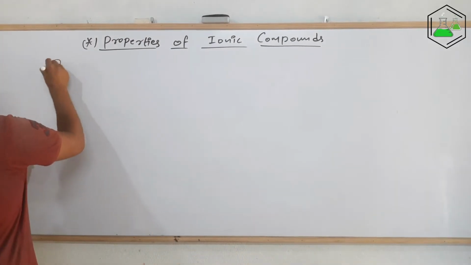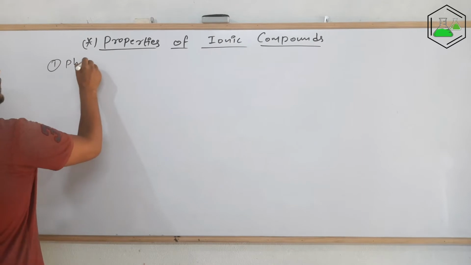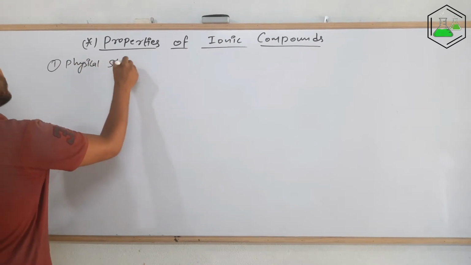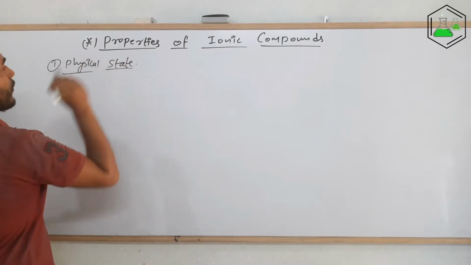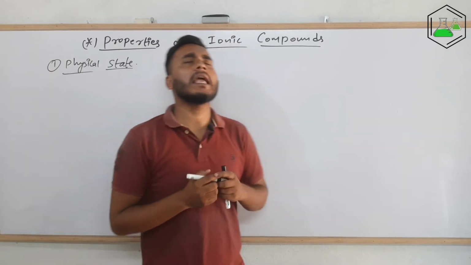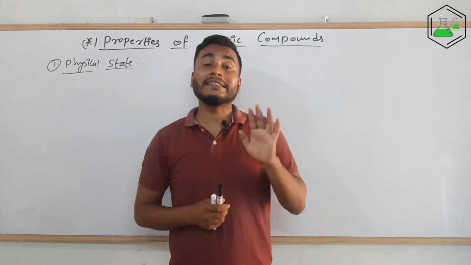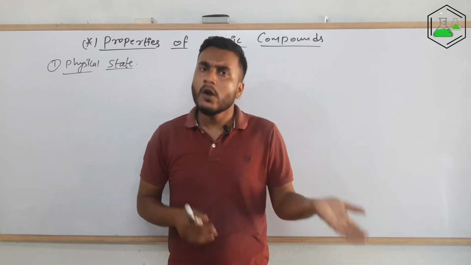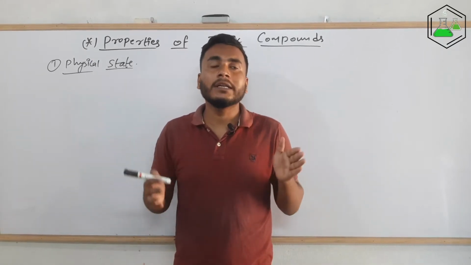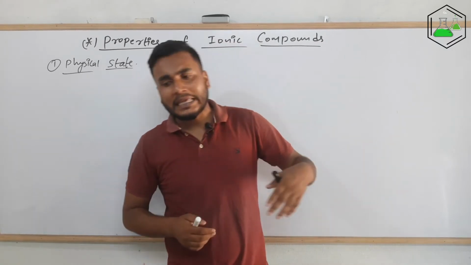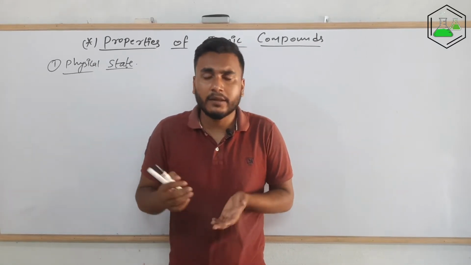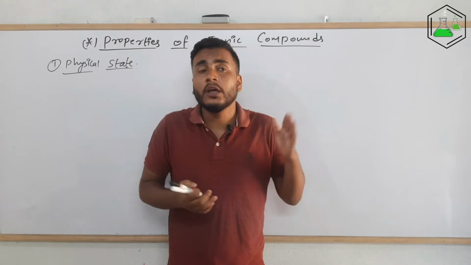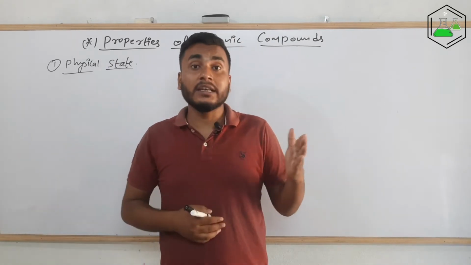The first one is physical state. So what is the physical state of ionic compound? If you notice one thing, all the ionic compounds are found in crystalline form. If you see the salt, that is also in crystalline form, right? All the ionic compounds are found in crystalline form. That is shown by the X-ray technique. The X-ray diffraction technique actually showed all the ionic compounds exist in crystalline form.